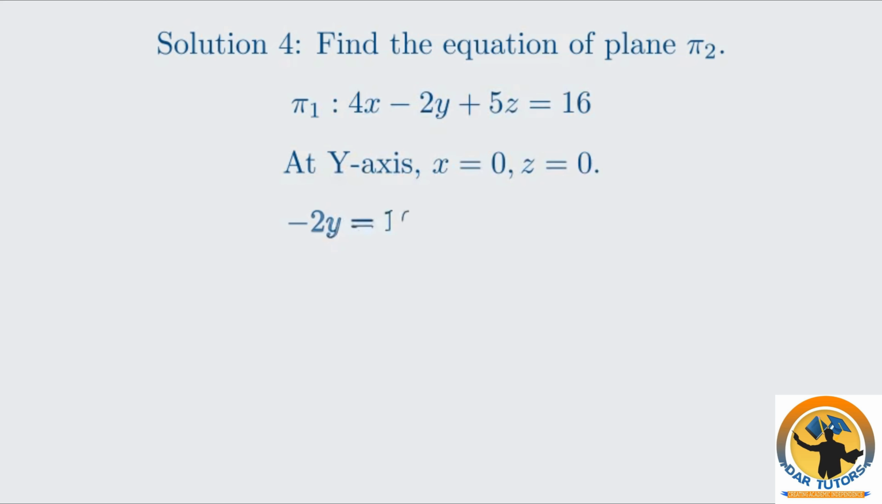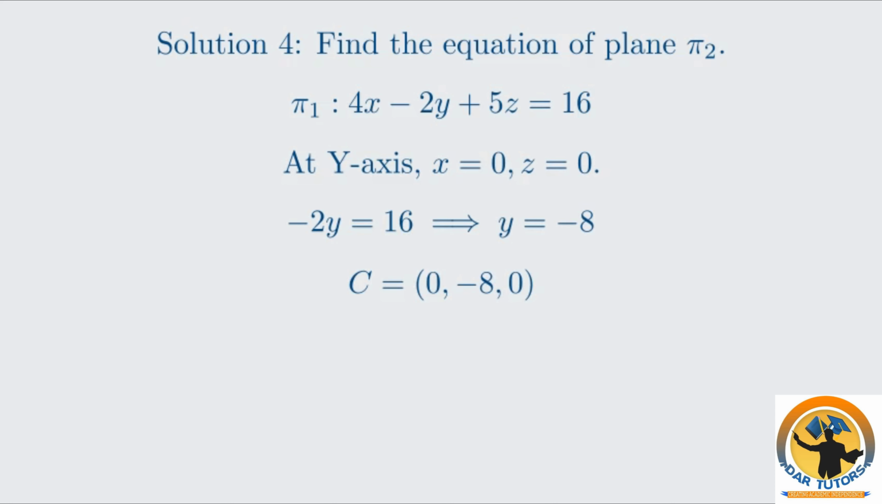This is a multi-step problem. We need to find the equation of plane pi2, which is perpendicular to the line segment AC and passes through point B. First, we need to find the coordinates of point C. C is where plane pi1 cuts the y-axis. This means the x and z coordinates of C are 0. Substituting x = 0 and z = 0 into the equation of pi1, we get -2y = 16, so y = -8. Therefore, point C is (0, -8, 0).